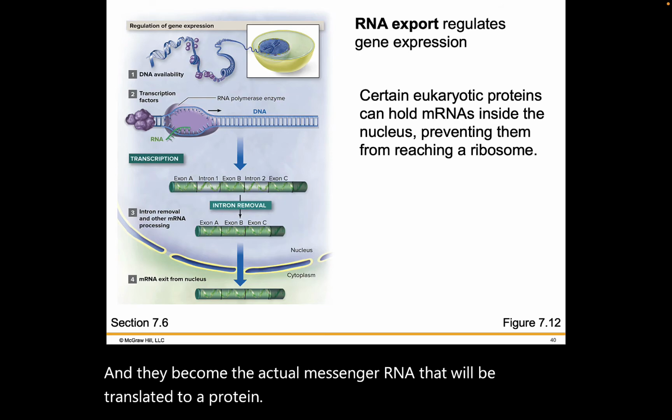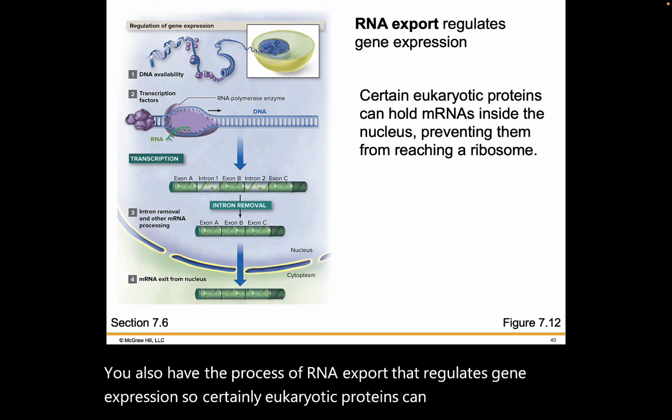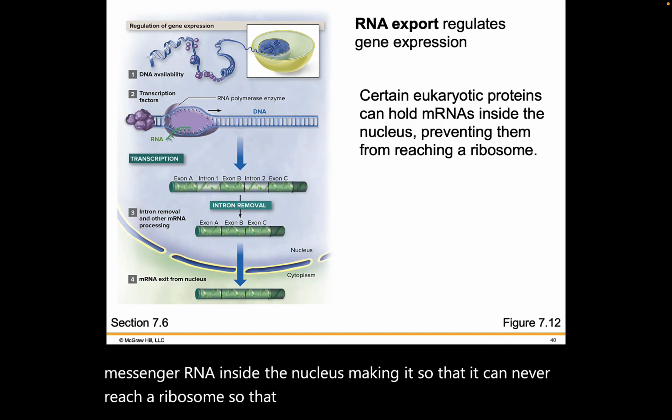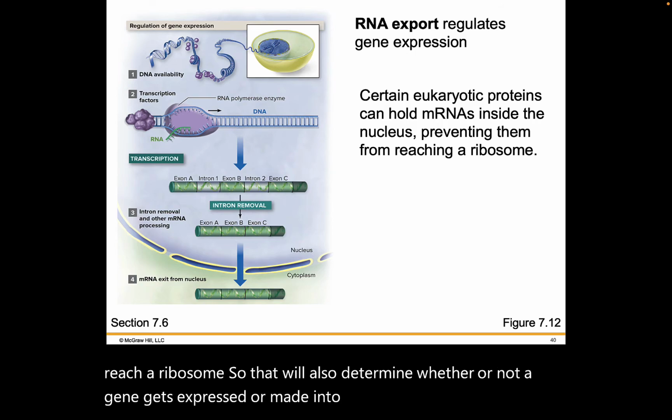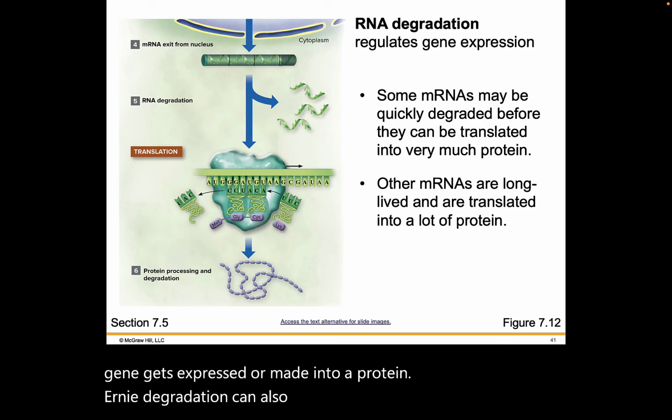We also have the process of RNA export that regulates gene expression. So certain eukaryotic proteins can actually hold messenger RNA inside the nucleus, making it so that it can never reach a ribosome. So that will also determine whether or not a gene gets expressed or made into a protein. RNA degradation can also regulate gene expression. Degradation means breaking down.